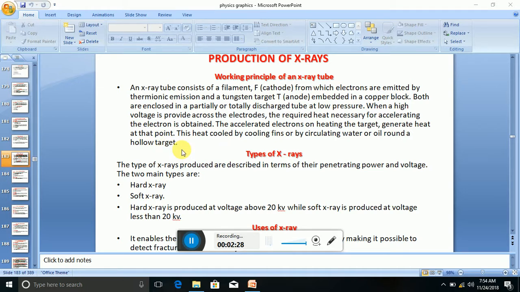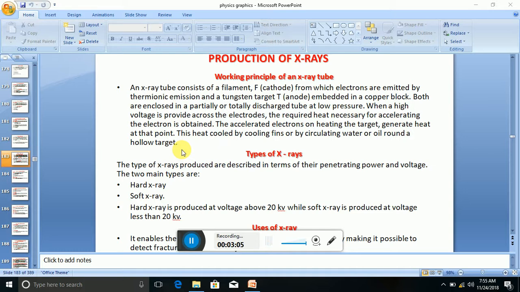So the basic setup of an X-ray tube is actually a big tube that has one side as the filament cathode and the other side as the tungsten target anode. Because inside this tube it is discharged, there is very low pressure inside it. So this low pressure will enable the free movement of electrons from the cathode, which is the filament, to the tungsten target. So there has to be voltage generated across the electrodes to enable this movement.